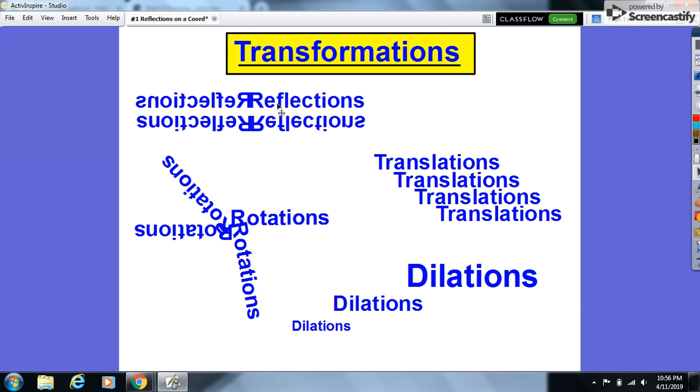Reflections are like a mirror image. You can see I've taken this word reflections and flipped it across or flipped it down. So it makes it look like a mirror. This is also what we used to call in elementary school flips. Translations right here, all it is is a slide. This word is sliding into a new position. Translations can slide in any direction. Rotations are just what they sound like, just like a tire. Rotation turns. And dilation causes the size to change. You talked a lot about dilation in 7th grade with scale factor.